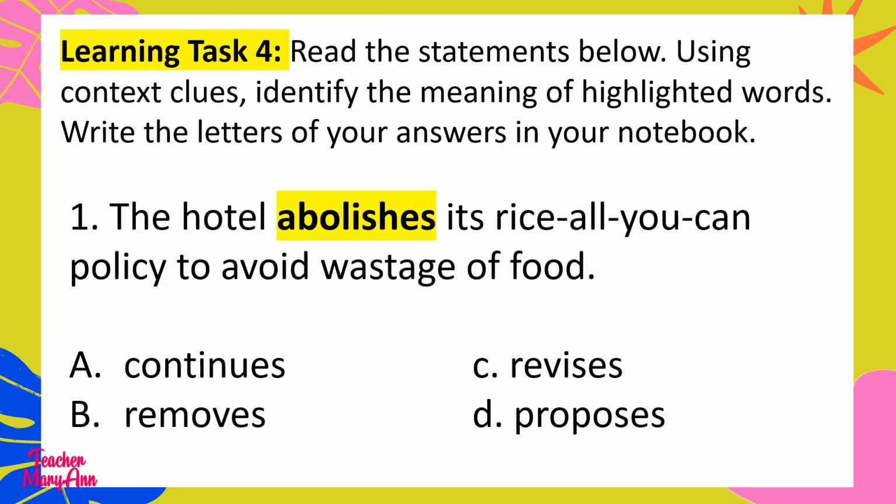Now let's proceed to learning task number 4. Read the statements below. Using context clues, identify the meaning of highlighted words. Write the letters of your answers in your answer sheet. Number 1. The hotel abolishes its rice-all-you-can policy to avoid wastage of food. Abolishes means A. Continues, B. Removes, C. Revises, D. Proposes.